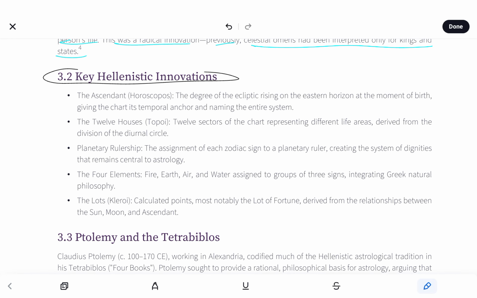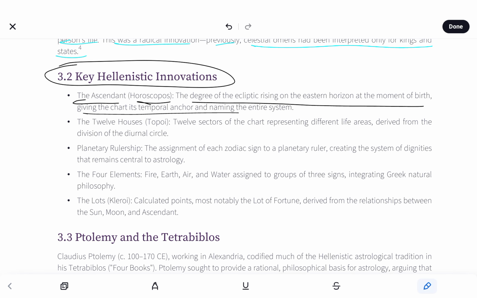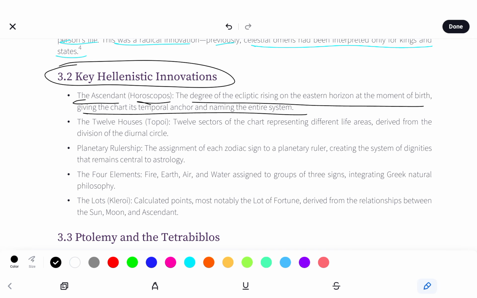Alright, key Hellenistic innovations here. So the ascendant horoscope is the degree of the ecliptic rising on the eastern horizon at the moment of birth, giving the chart its temporal anchor and naming the entire system.